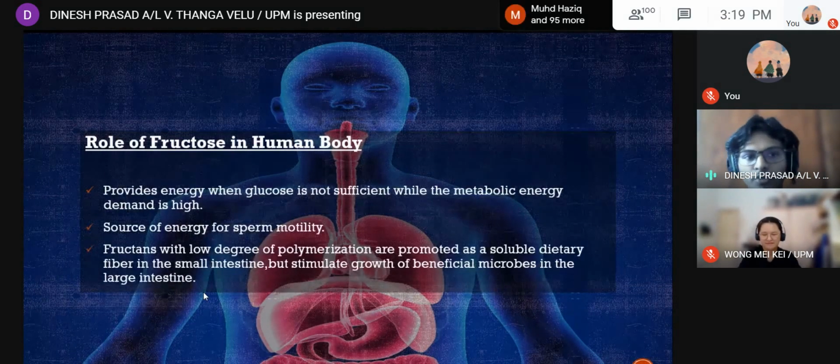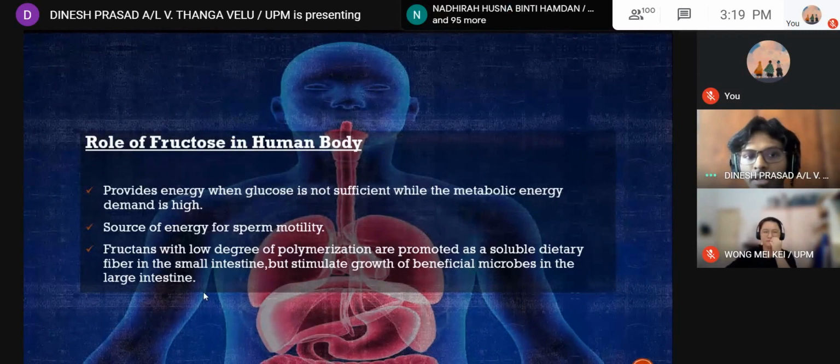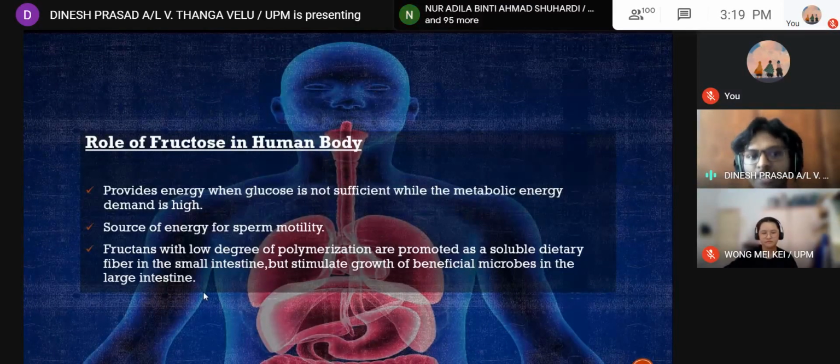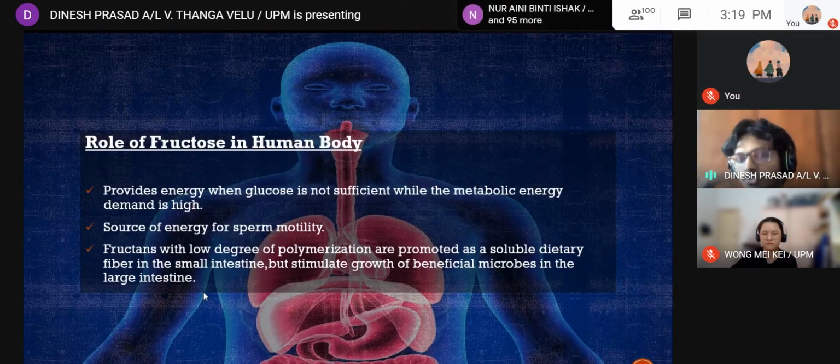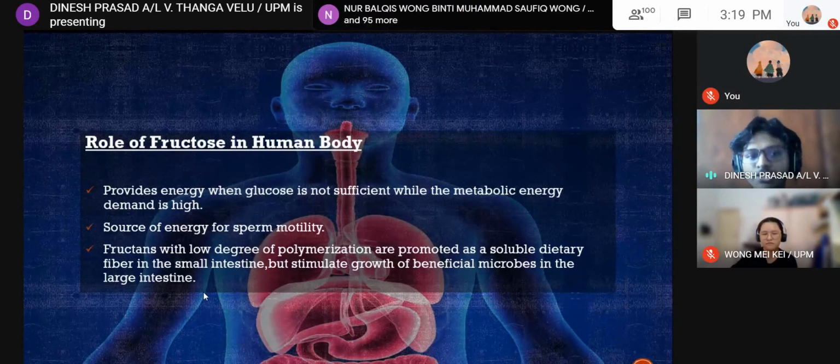Role of fructose in human body. First of all, normally glucose is the one that provides energy in organisms like us. Fructose provides energy when glucose is not sufficient, while the metabolic energy demand is high. At the same time, the metabolic energy is high. So what happens here is fructose is going to be oxidized and provide energy to the cells.